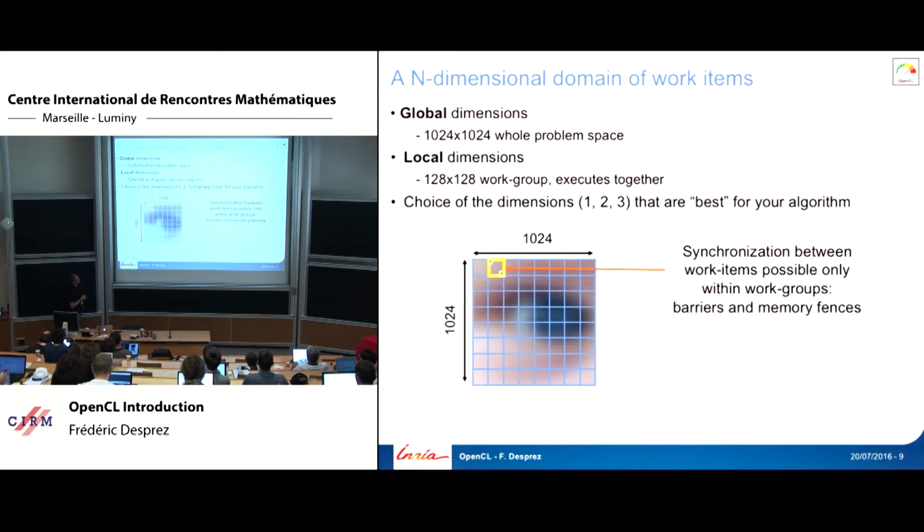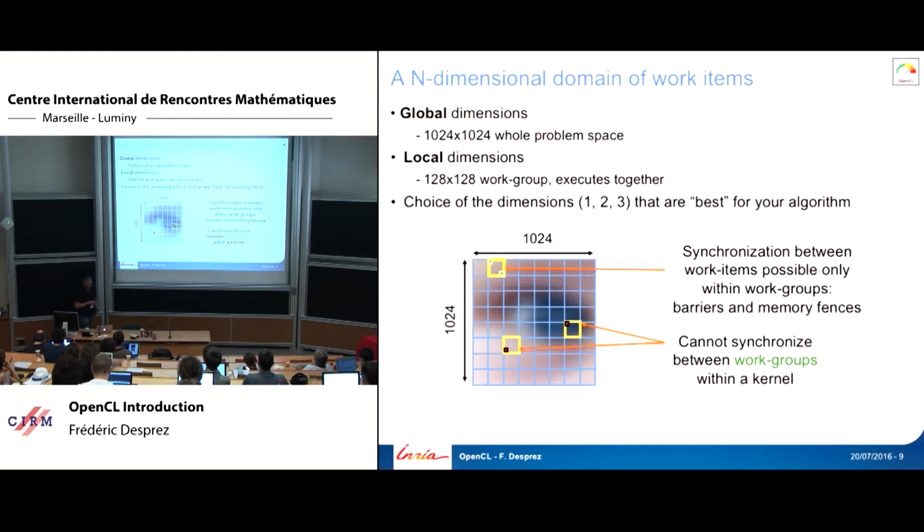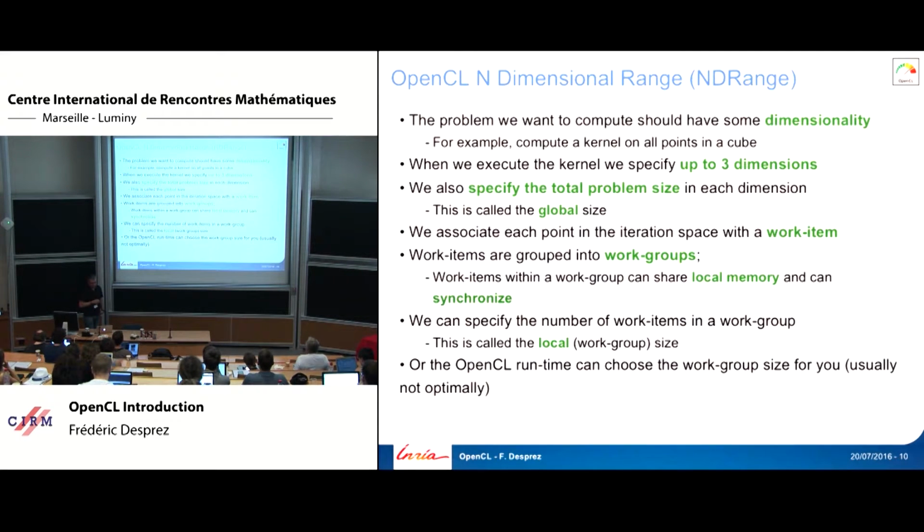So you have synchronization between work items inside the elements. It's possible only within work groups. Work groups gather several work items, and within work groups you can have barriers on the memory fence. We'll come back later to this. But you cannot synchronize between work groups within a kernel, so you need to have different kernels with synchronization between these kernels.